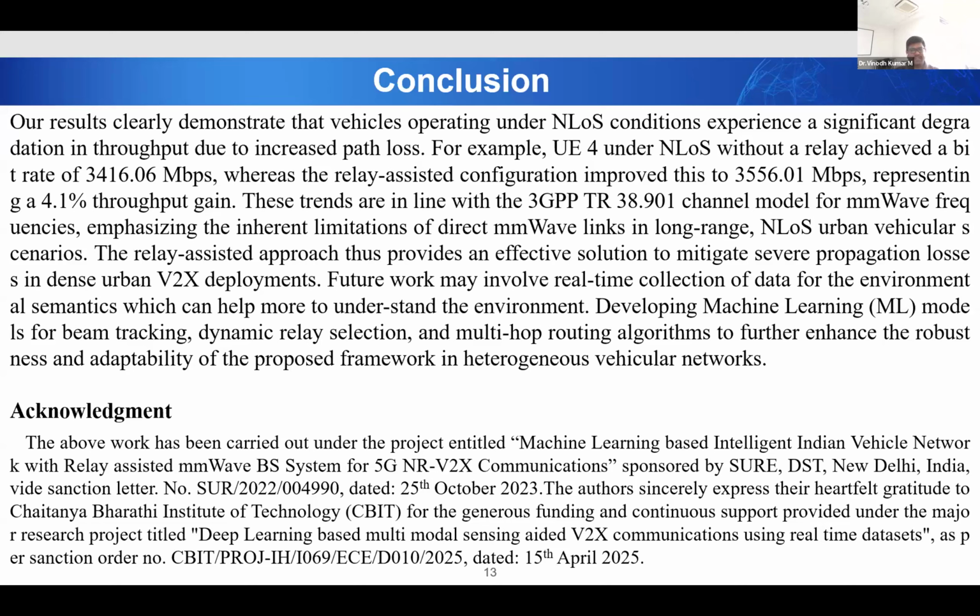So our results clearly state that whenever we have a non-line of sight node for a 5G millimeter wave base station, with the help of this relay node, we could improve the overall system. We could clearly prove this with respect to the 3GPP technical specifications specified for millimeter wave 5G base stations. Our work is supported under the DST project currently ongoing, which is machine learning based intelligent Indian vehicular network based relay assisted millimeter wave base stations for 5G NR. Under this grant we have been carrying out the work, and I also thank our management for supporting the funding for this project. Thank you.